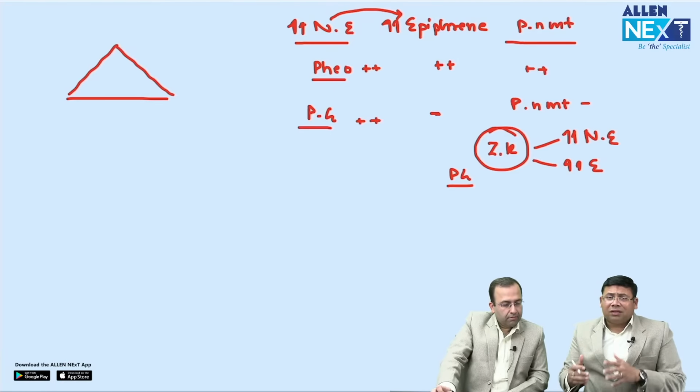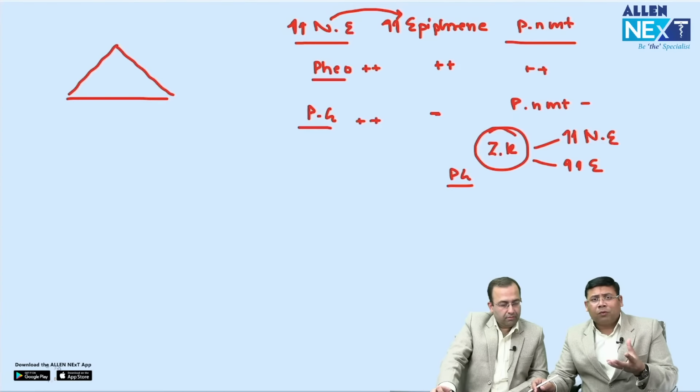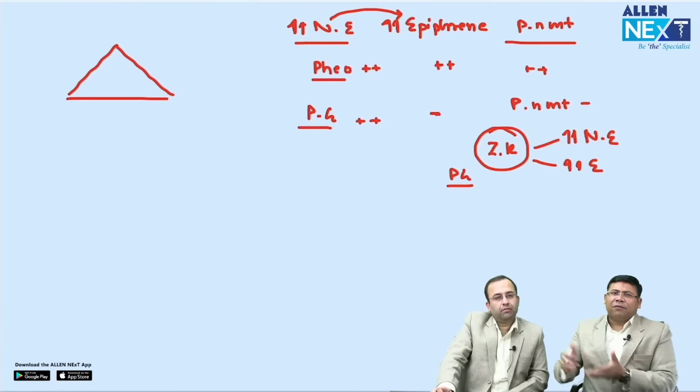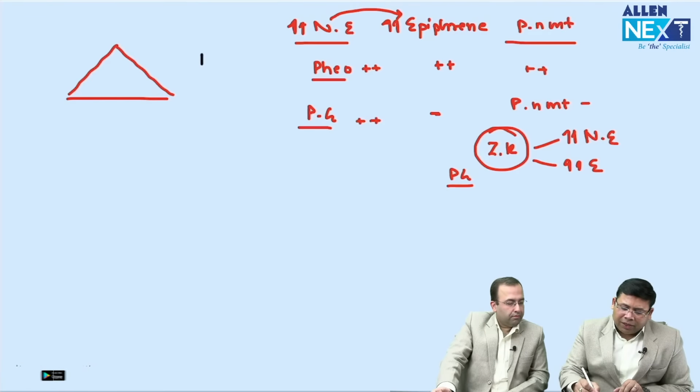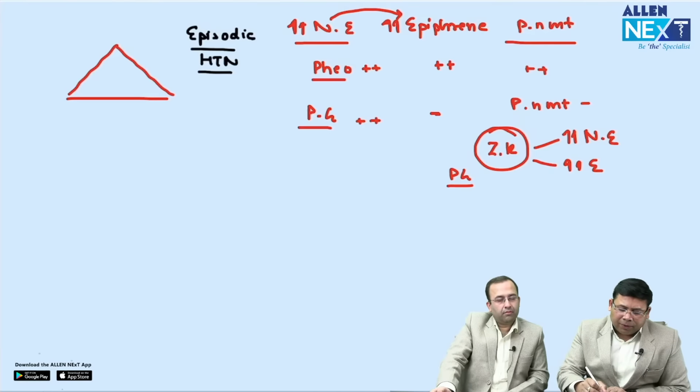So this will cause sympathetic stimulation, and thus the first thing, always understand, this is an endocrine organ, so there is pulsatile release of hormone. Whenever this hormone is released, there will be hypertension, and that is why this type of hypertension is known as paroxysmal or episodic hypertension. Point number one. The second is there will be palpitation.